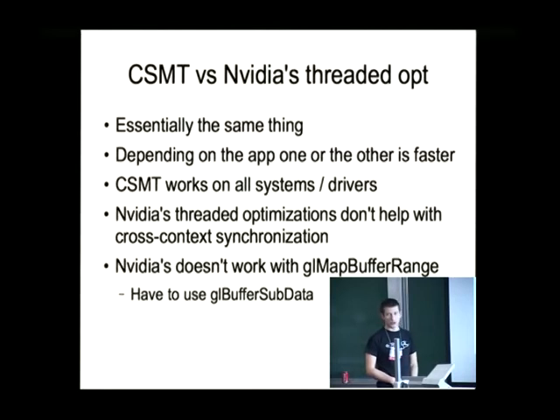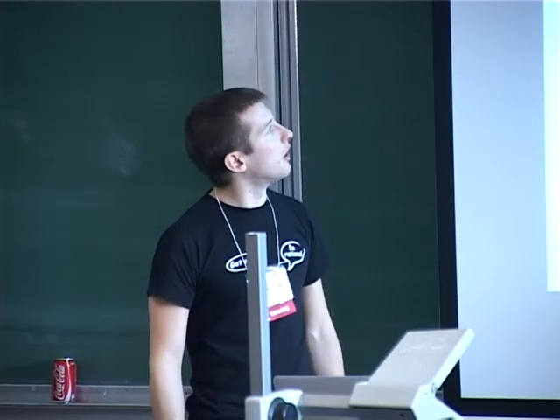Our code works on all systems and drivers. The NVIDIA thread optimizations just work on NVIDIA, and NVIDIA's optimizations don't help us with multi-threaded applications because we still have to call GL flush, and it's still horrible from a performance point of view.